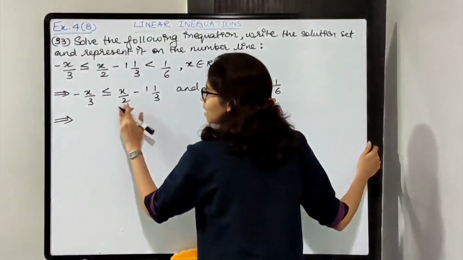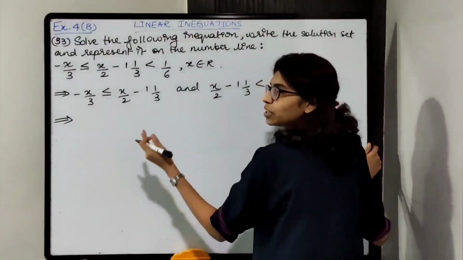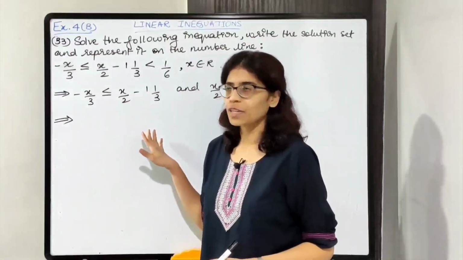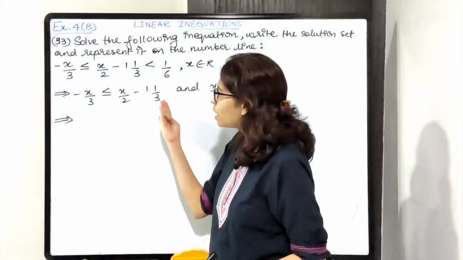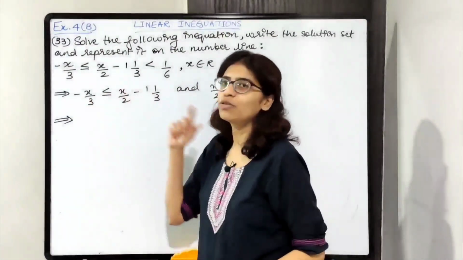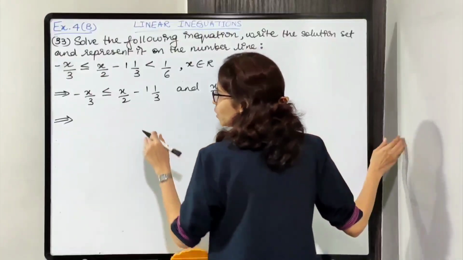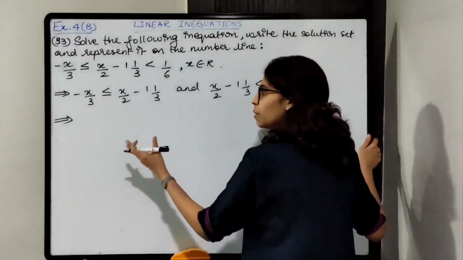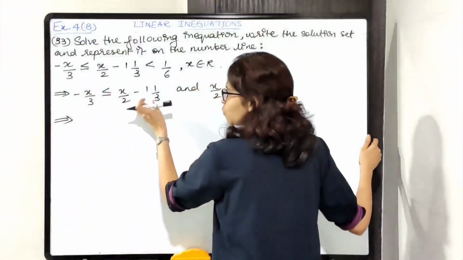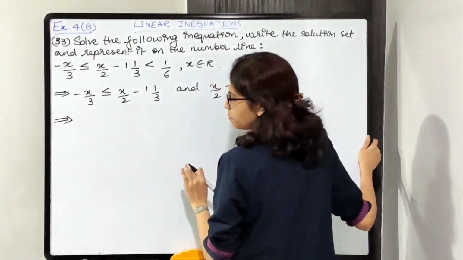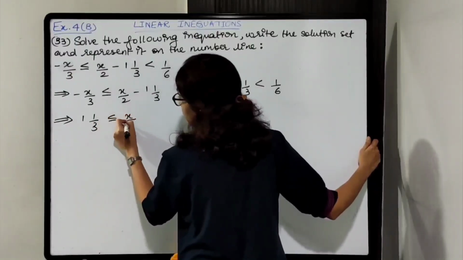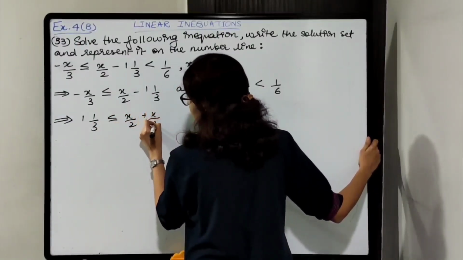We group x together, and number on the other side. So I want x to remain positive. So I'll shift x by 3 over here and 1 by 3 over here. ठीक है? You can do the other way around also. X by 2 को यहाँ पे shift कर दो and then solve. But I am doing the other way around. X by 3 I'm shifting over here and 1 by 3 over here. So 1 by 3 positive हो जाएगा, less than or equal to x by 2 plus x by 3.